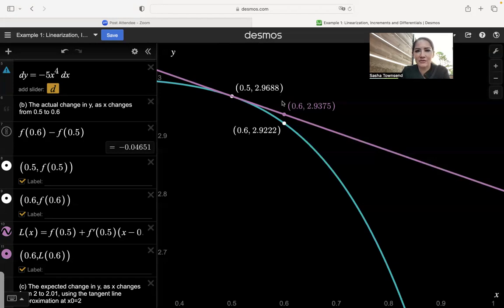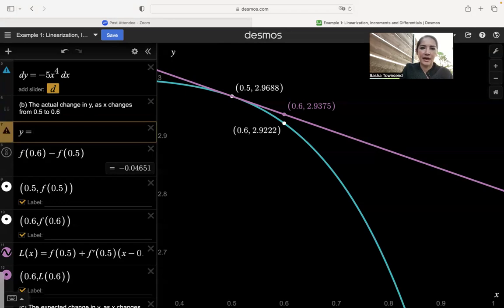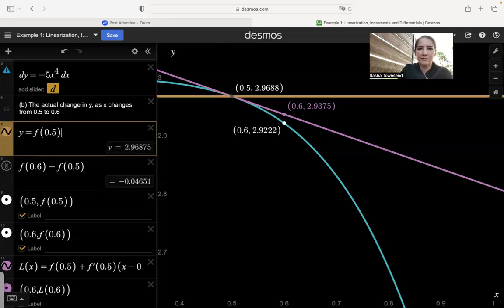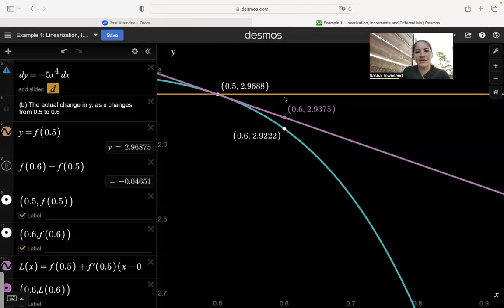I'm actually thinking of these vertical distances, a distance from the horizontal line, y equals f of 0.5. I'm looking at the distance between that horizontal line and this y value, and that horizontal line and this y value. The distance between the orange line and the purple line is the dy, that expected change in y using the tangent line approximation.